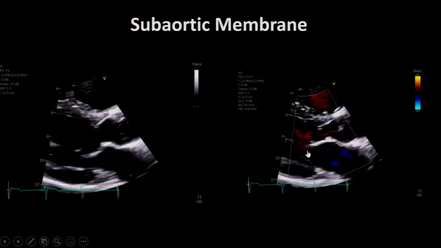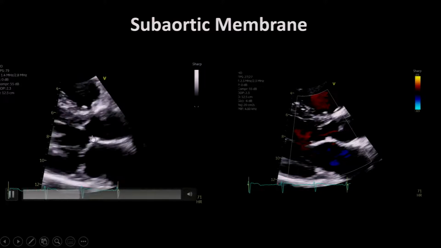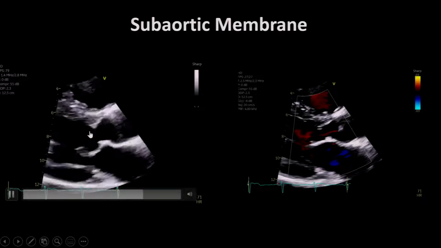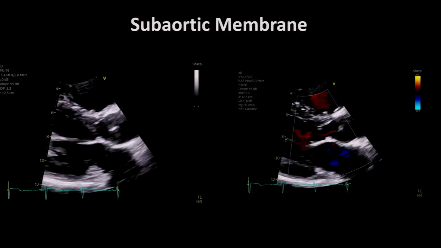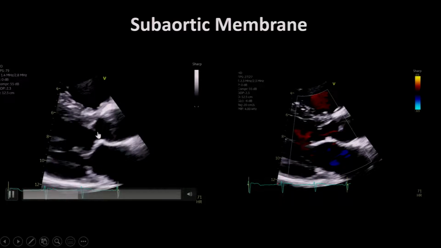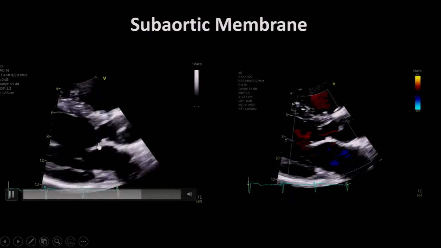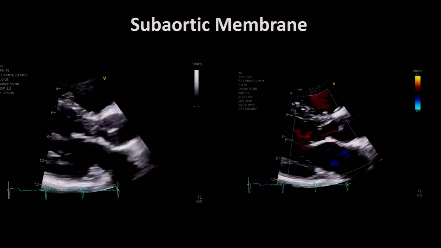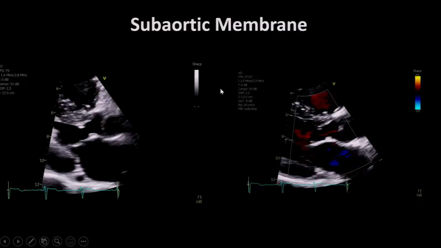So I'm going to quickly show you a patient with a subaortic membrane. In the parasternal long axis, you can already see the membrane here, right? And if you pay attention, you can see that it looks like there is a membrane attached to the mitral valve leaflet here. So that will make you suspect that the membrane is not as discrete.